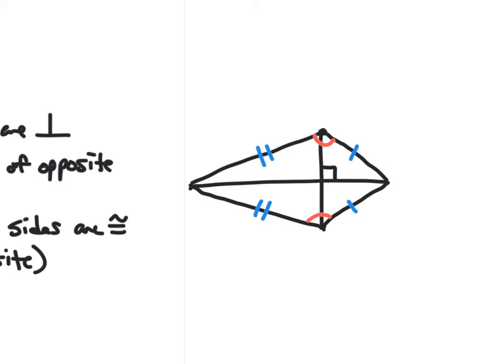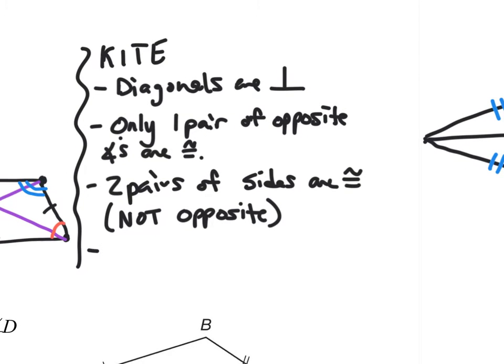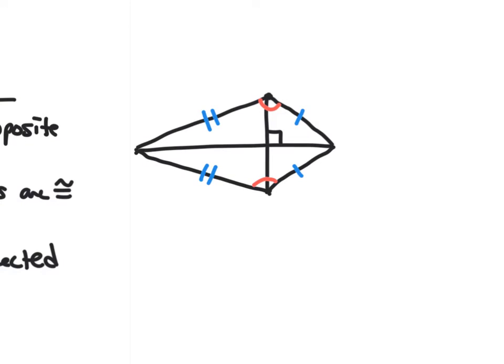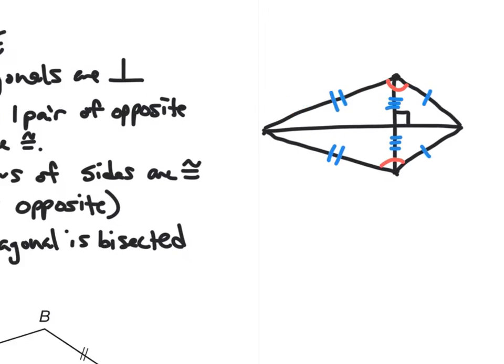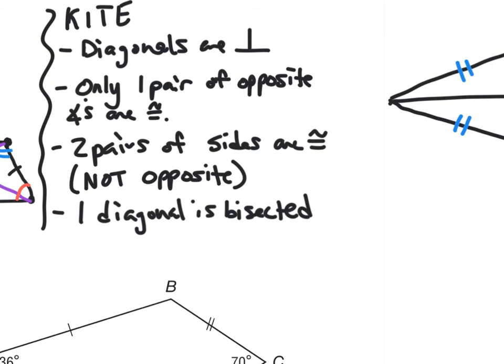We could also say that only one diagonal is bisected, and that's this one right here, it's this one in the middle, okay? So we've got all those different things. We could also say that one diagonal is an angle bisector, okay? So let's say that: one diagonal is an angle bisector.